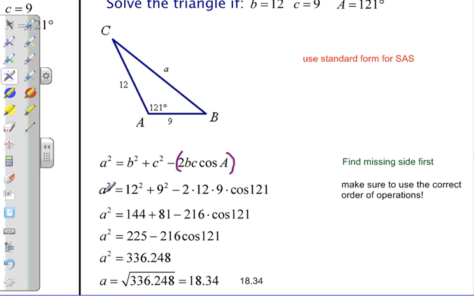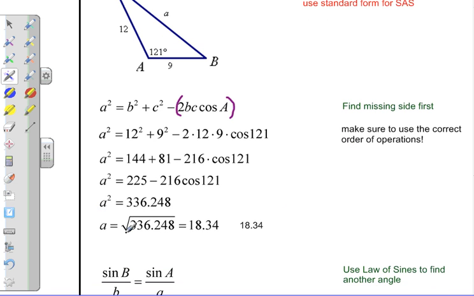So plugging in my sides, a squared is going to equal 12 squared plus 9 squared minus 2 times 12 times 9 times the cosine of 121. And right here, this is just calculator work, right? 12 squared is 144, 9 squared is 81, multiplying all that out. So when we get our expression, we get that value, we're going to get 336.248. But remember that that's a squared. A is going to be the square root of that value. So A is the square root of 336, which is 18.34.